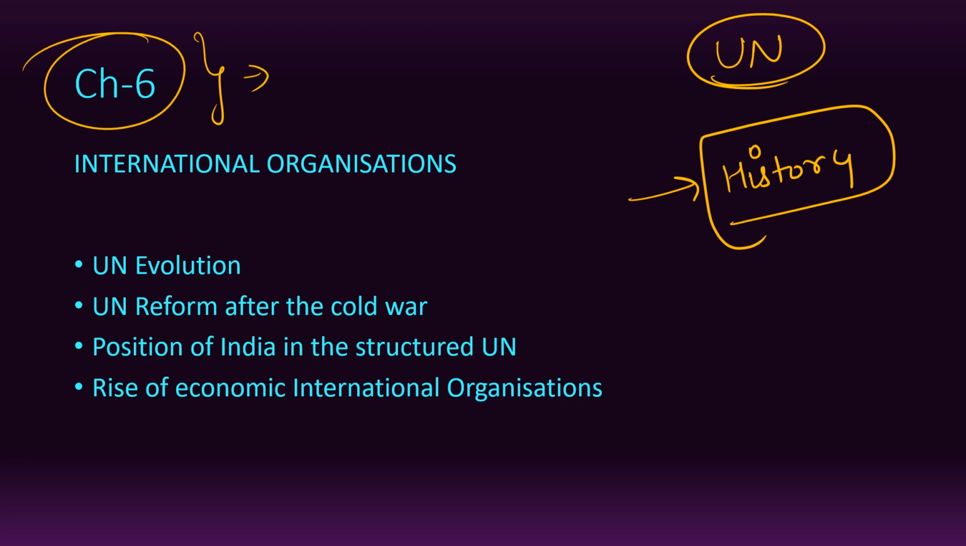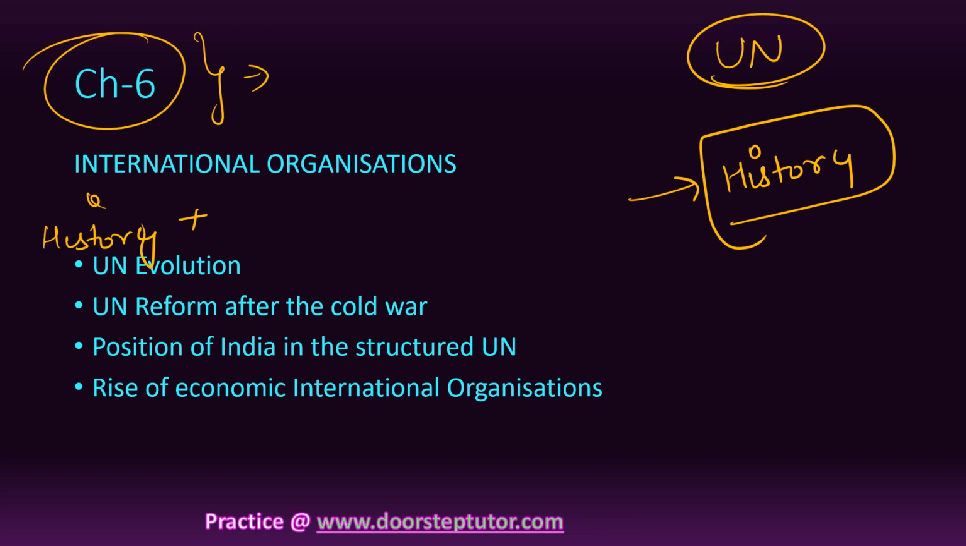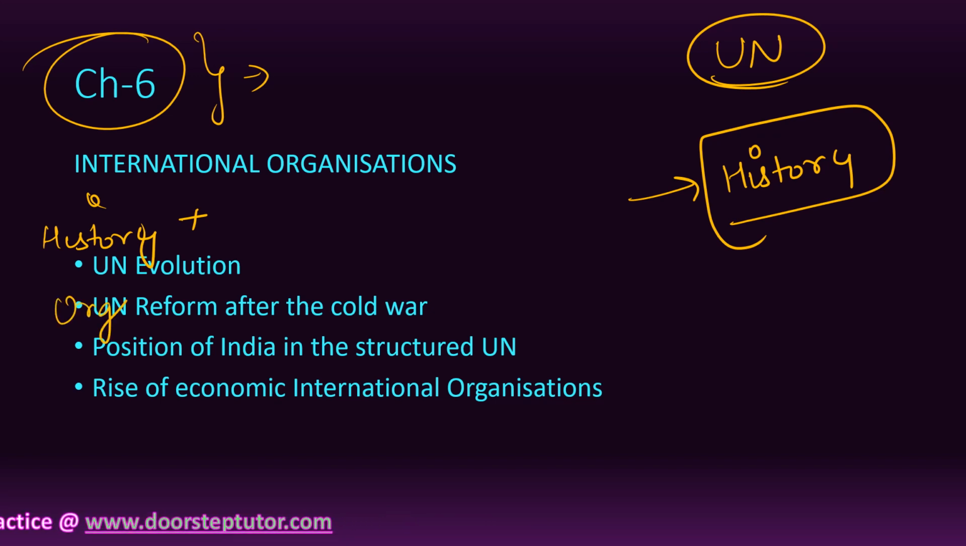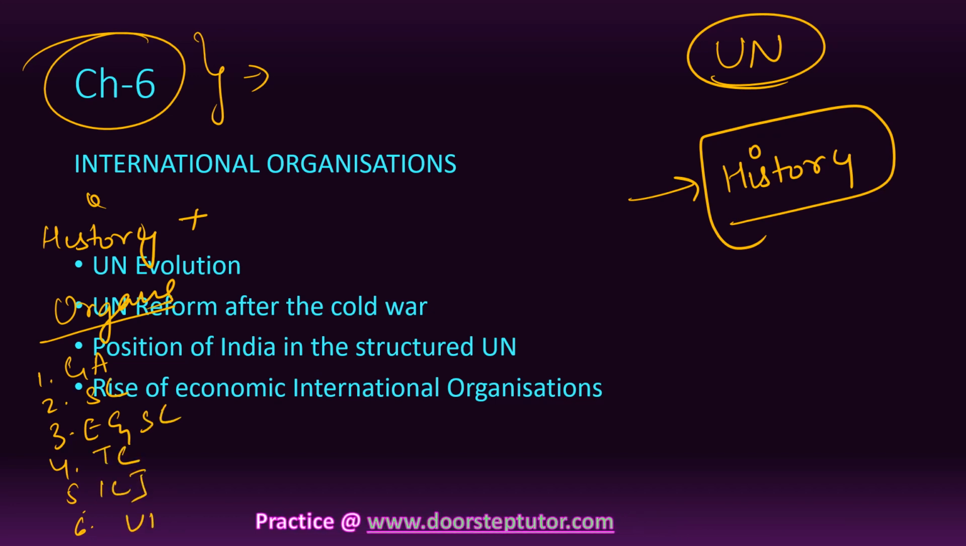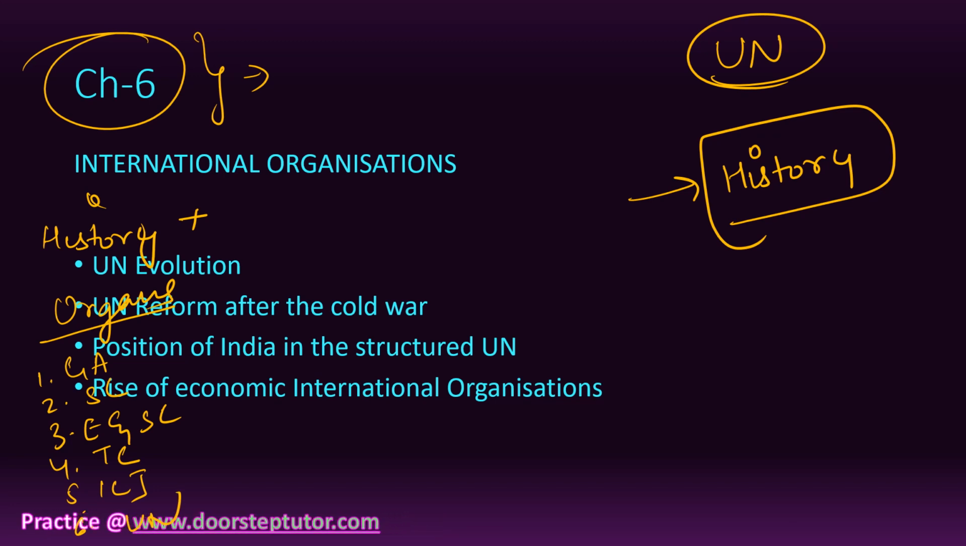So when you are covering the UN, you have to study the history of the UN, as well as another important thing, that you have to study the organs also. When I say organs, within the UN there are 6 organs, right? What are those organs that you have to cover? Like your General Assembly, Security Council, Economic and Social Council, Trusteeship Council, International Court of Justice, and UN Secretariat. So when you are covering this particular topic in a wholesome way, it is important that you cover the organs also. Then you have to cover the position of India in the structured UN.